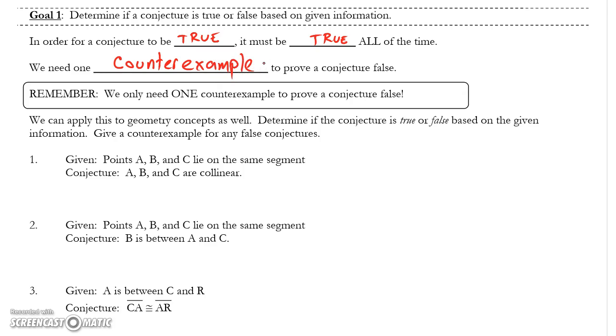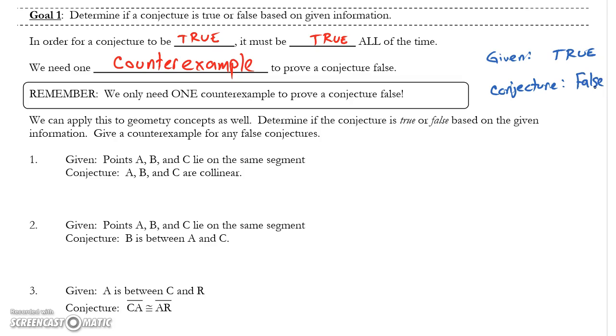So, you only need one counterexample. However, that counterexample can't just be anything. It has to be something that makes your given information true. That is really important. We can't just go off and make up some crazy random example. It has to be an example where any given information is already true. It's only going to make your conjecture false.